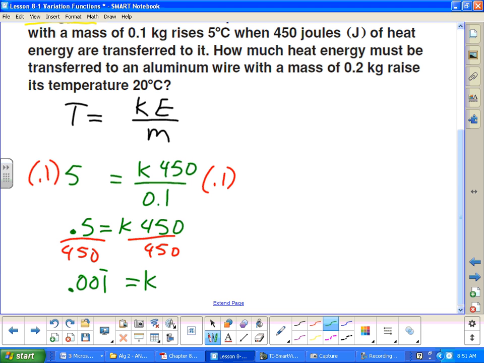So it tells us then, how much energy must be transferred to an aluminum wire with a mass of 0.2 of a kilogram? So our mass is 0.2, to raise the temperature 20 degrees Celsius. So we know that K is point, we'll use 3 ones there just to get us some good value. So we need to find E. How much heat energy must be transferred?